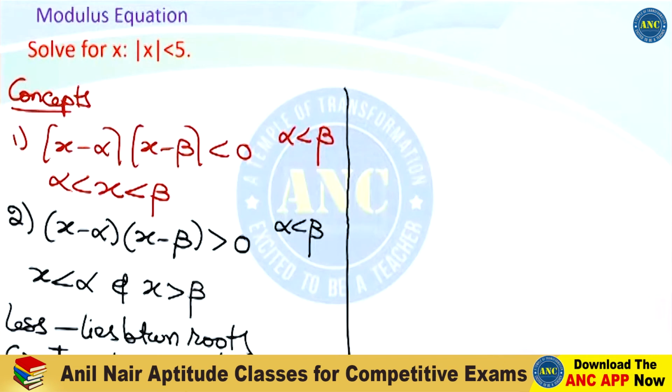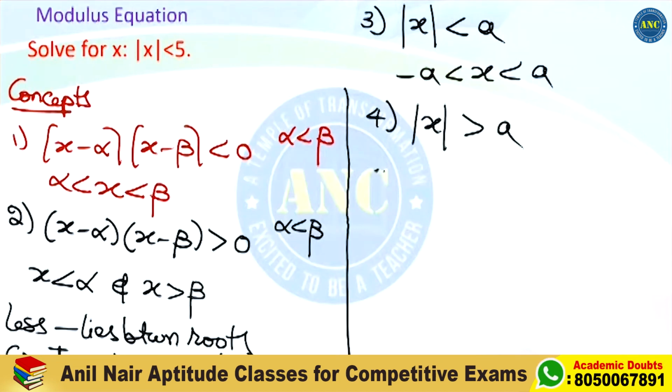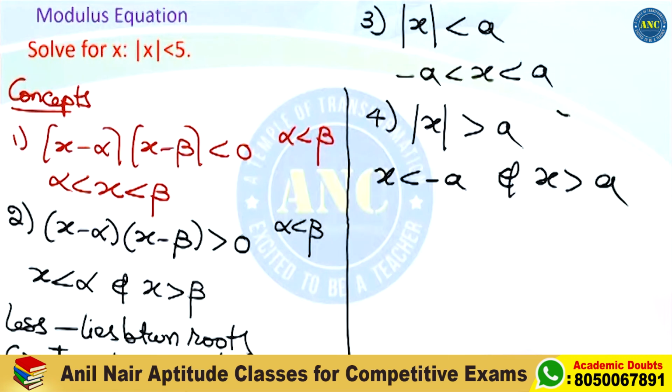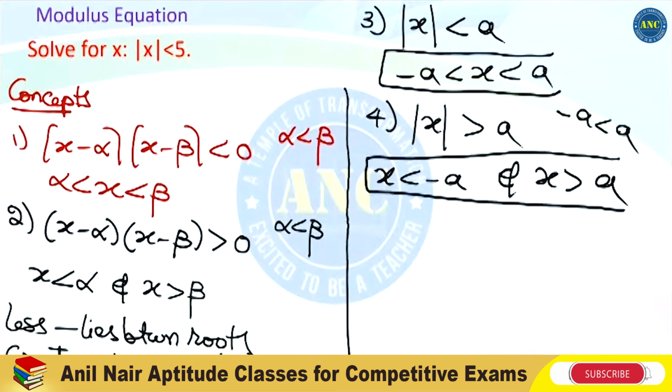Idea clear, right? So, third conclusion. Mod x less than a: less than means it lies between the roots or the given points, minus a less than x less than a. If mod x is greater than a, greater than means x is less than the lesser value and x is greater than the greater value. Minus a is less than a, of course. Less than means x lies between the critical points. Greater than means x does not lie between the critical points.